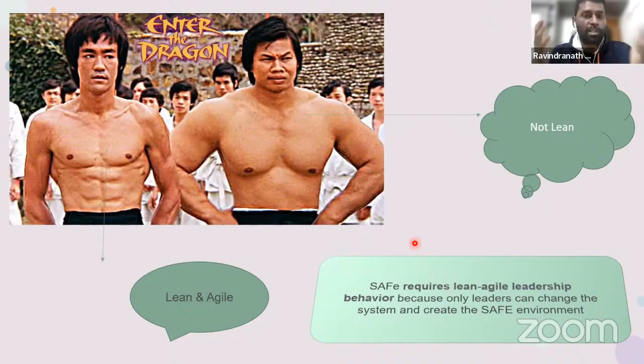Now I think most of you would have seen this picture, from the classic movie Enter the Dragon. Just look at these two people. Bruce Lee. Just look at the intensity of his face. He wants to do the right job. You would have seen his moves. He's not doing anything unimportant. He's doing every important move. He's so agile. He's so lean.